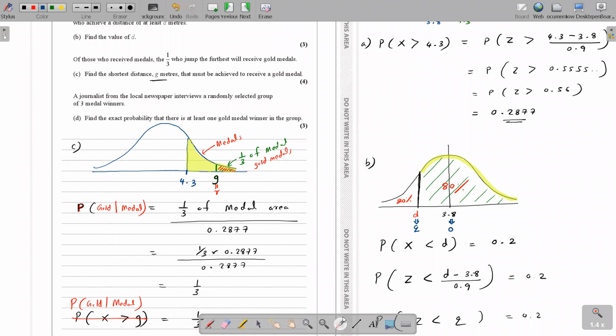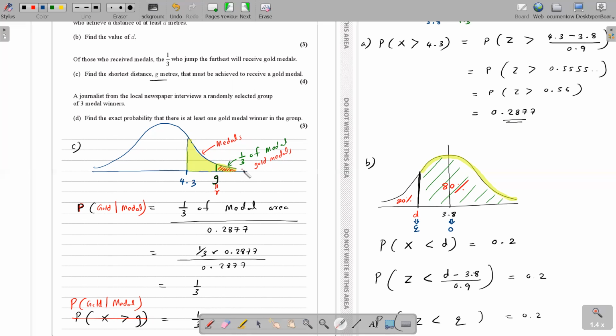So children, they are saying here, find the exact probability there is at least one gold medal winner in the group. Now the thing here is this. The question here is, are we considering the entire group, taking the full probability of the entire group, or are we only taking a certain section? A journalist from the local newspaper interviews a randomly selected group of 3 medal winners. So that means we are only taking the medal winner category. Are you with me? We are only working with the medal winner category. So that means the total probability is not going to be out of 1. It's going to be out of the medal winner, the 0.2877.